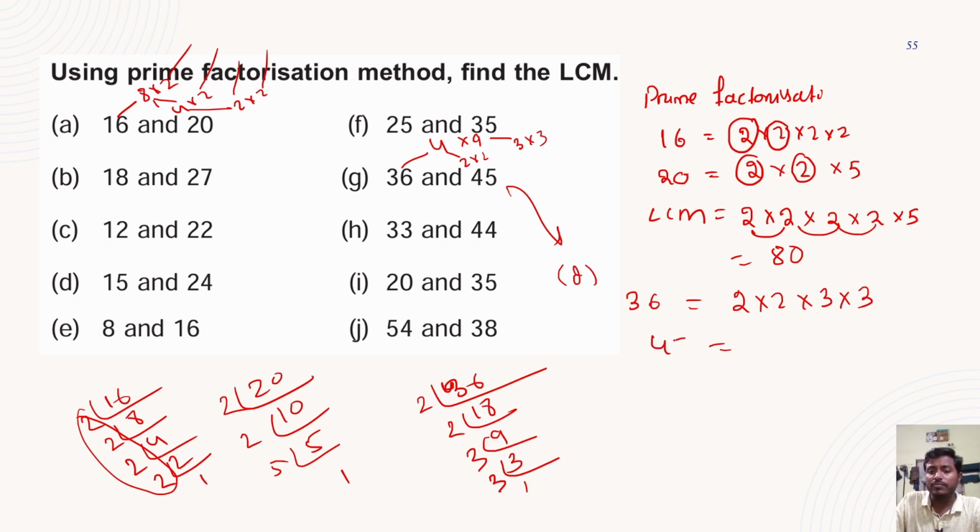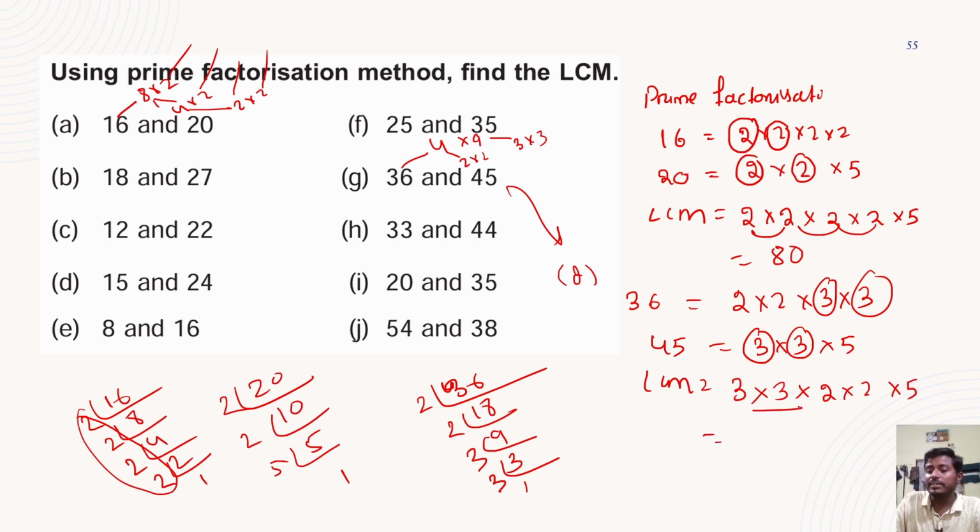Now again write down 45. Same, 3 into 3 is 9, times 5. Now LCM. LCM means first we write the common. The common is, here is 3, here is 3. Write down 3. Again, another 3 is common. Write down another 3. Then write the other non-common part. That is 2, 2 and 5. 9 twos are 18, 18 tens are 180. I hope all of you are clear. Understand?